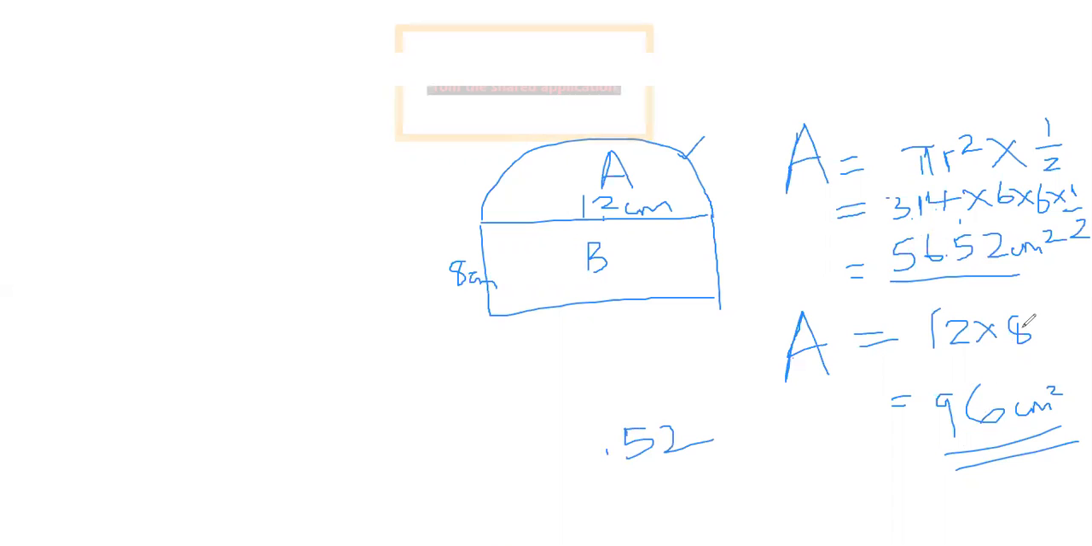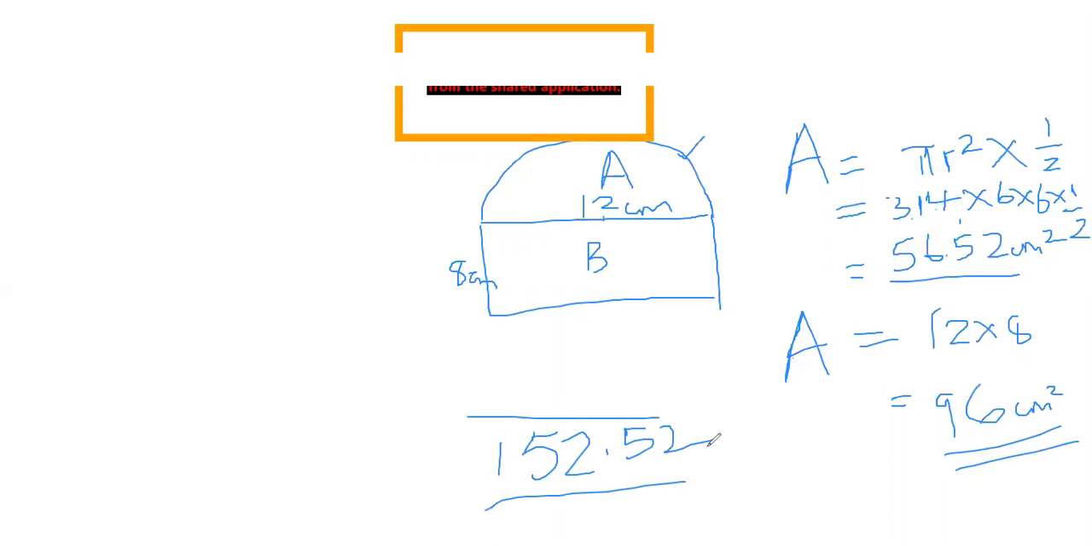52, 2 plus 0, 5 plus 0 is 5, 2 like that. Then 6 plus 6, we get 12, 2 carry 1. 9 plus 5, we get 14 plus 1, we have carried it's 15. All right, this is the area of this shape, isn't it?